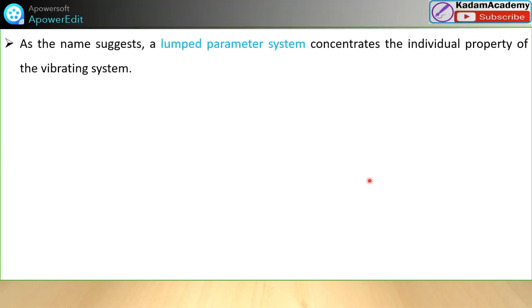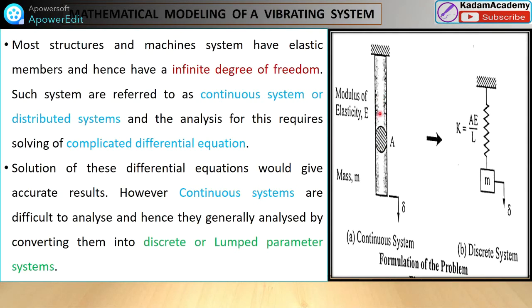As the name suggests, the lump parameter system concentrates the individual properties of the vibrating system. Last time I showed you this: this is one rod. Okay, it is converted into a spring mass system. Okay, this delta is the displacement.